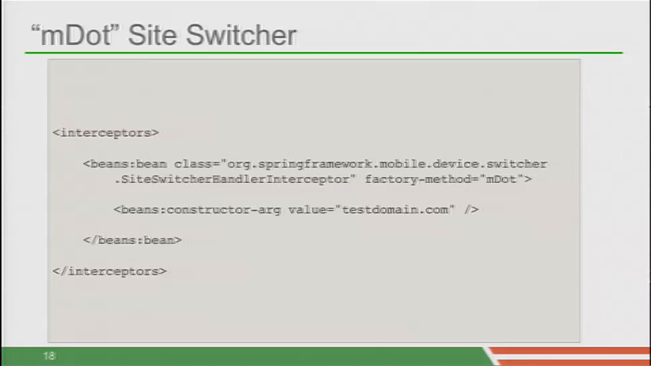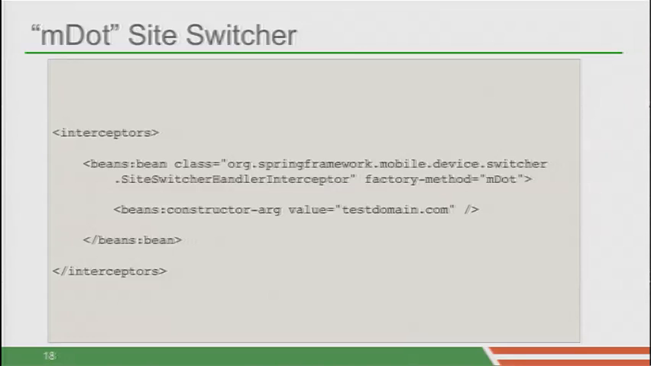So here's how you would configure an mDot site switcher. In this case, you're going to pass it a constructor arg, and it's the testdomain.com, which is just an example domain. And the factory method being called is mDot.